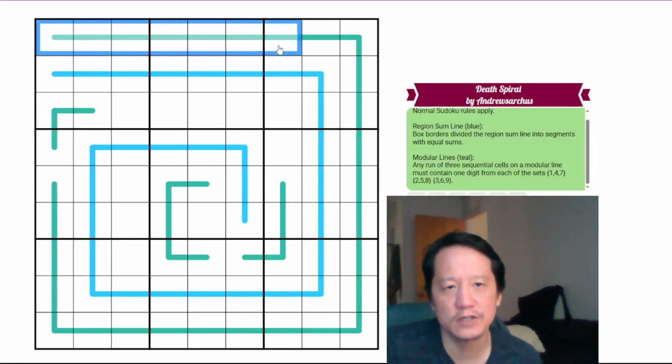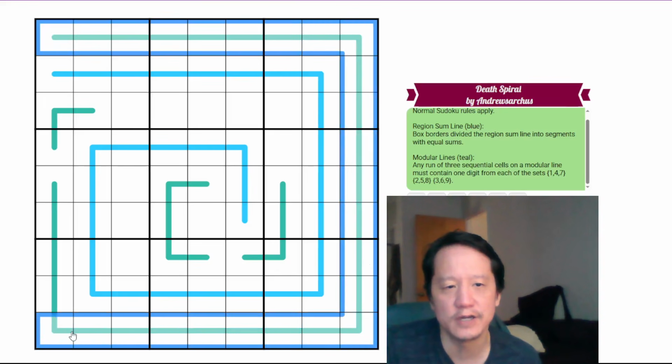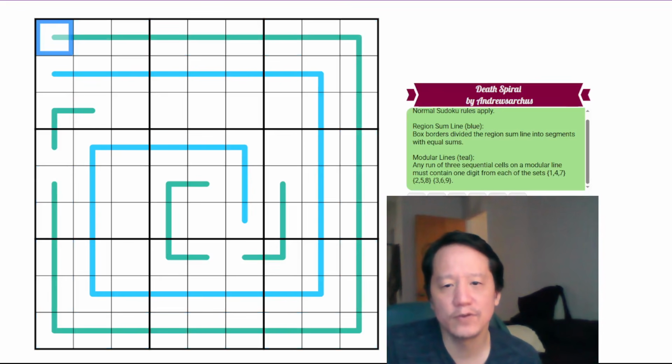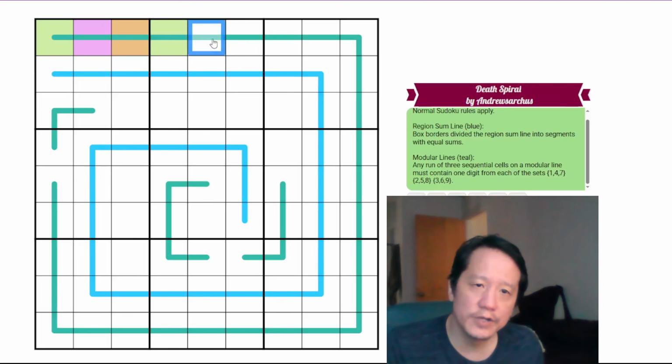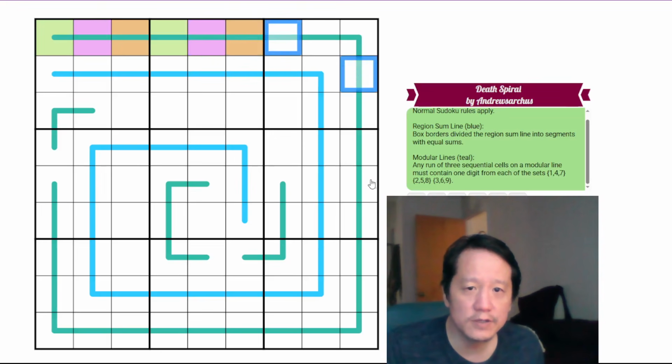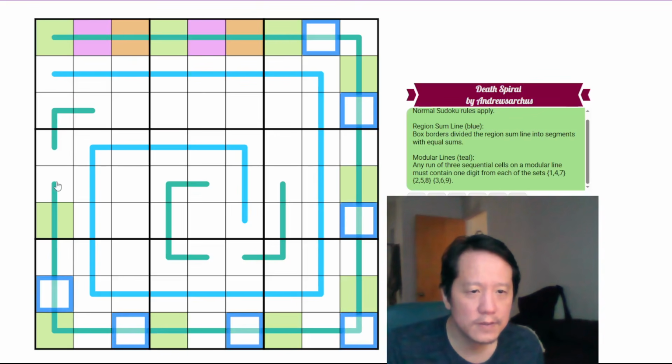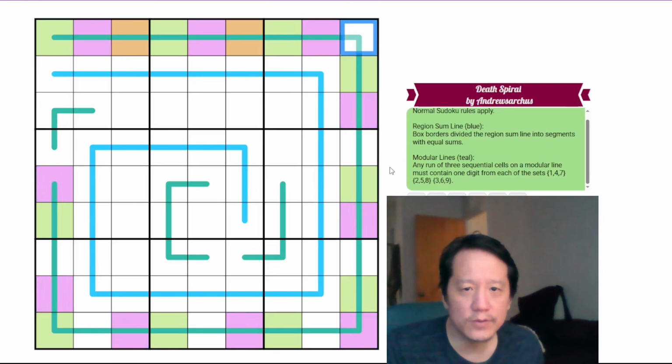Okay, so I guess we should color this long modular line. We'll just mark it green, pink, and orange. So green, pink, orange. So that's every third. Green. So those are green. We have pink. And orange.